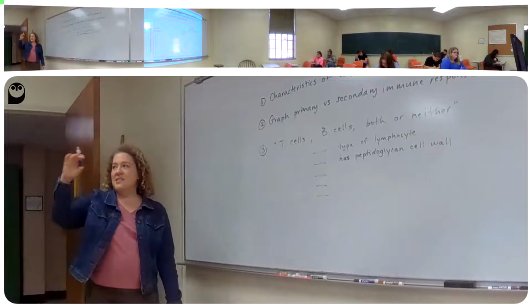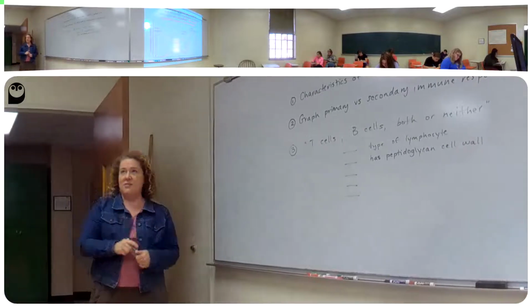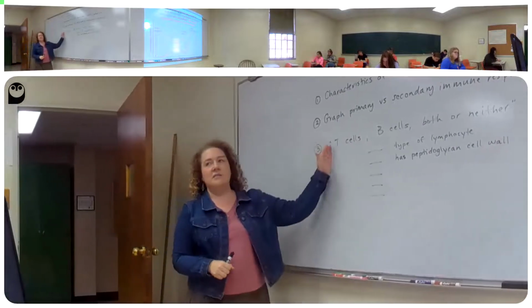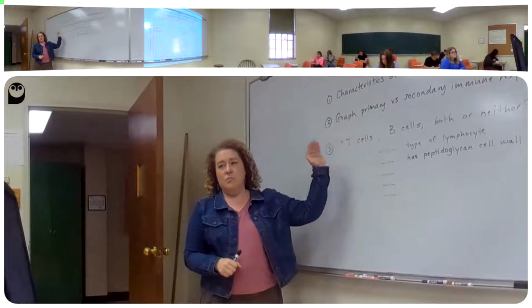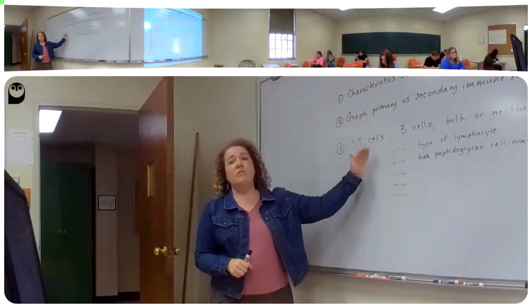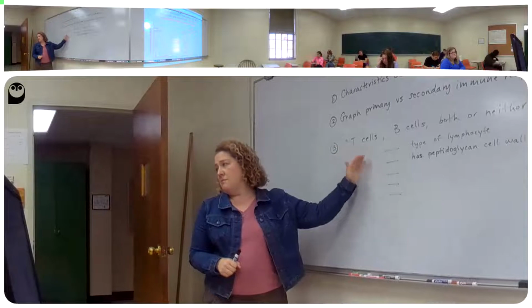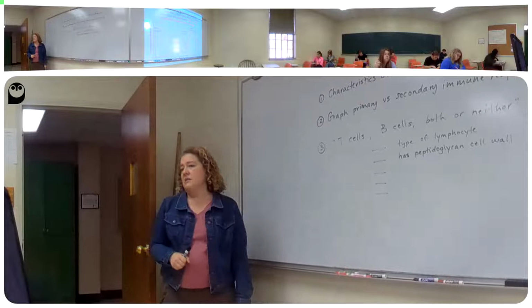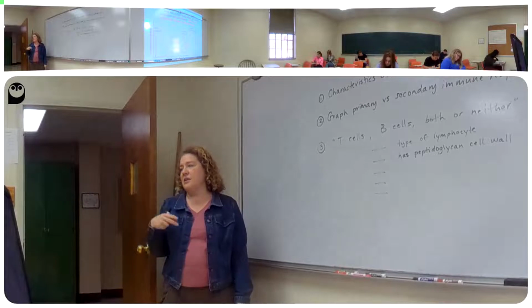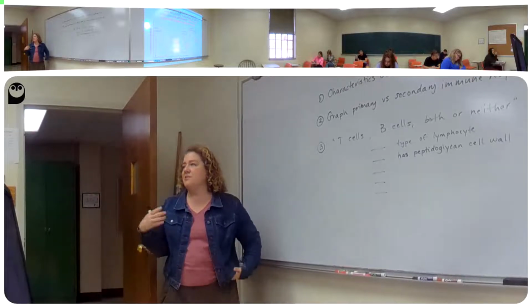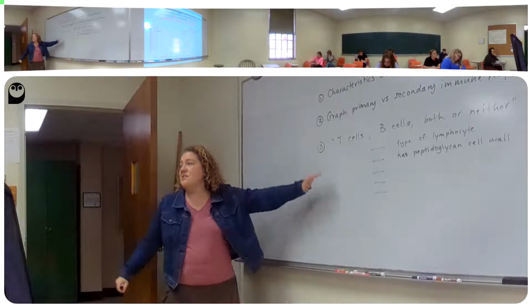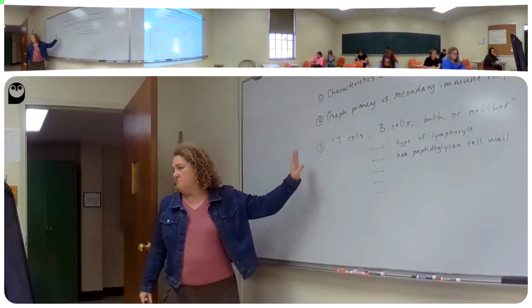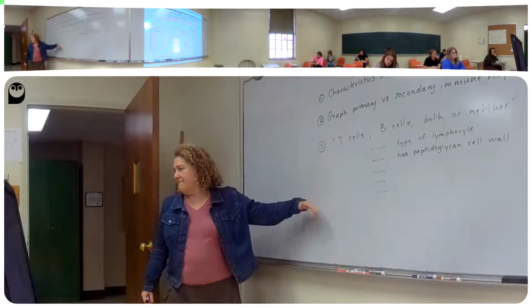And so there's a list of statements, and then you put next to it, does this describe T cells, or B cells, or both types, or neither of them? And there's about 8 or 10 of those. So a lot of the detailed stuff about a T cell, a B cell, how they're different, how they're the same, I use this type of way to test that.